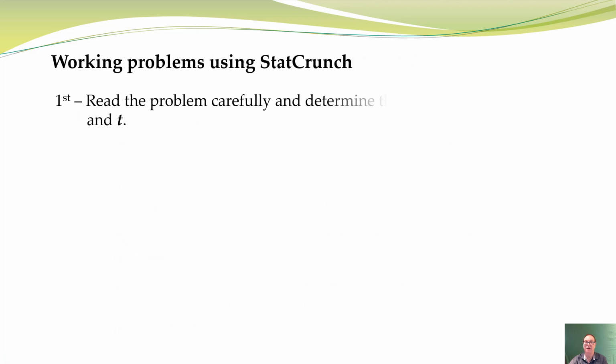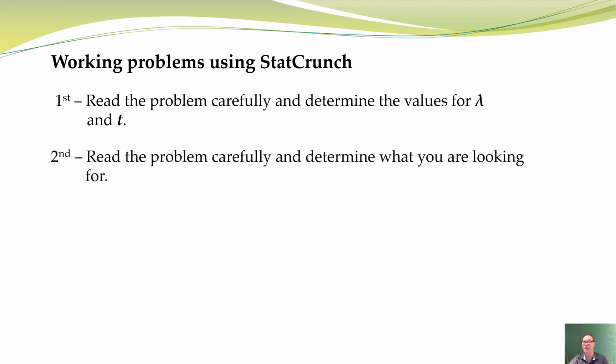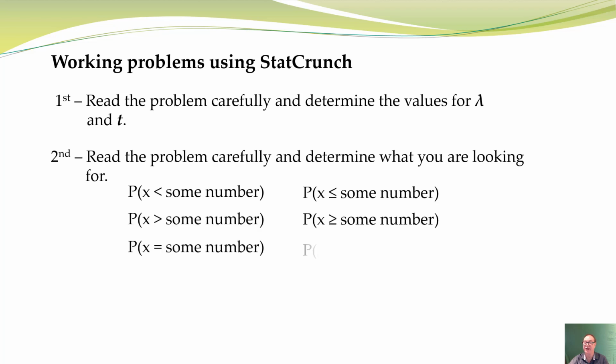Working problems using StatCrunch, very similar to what we did for a binomial. Read the problem carefully and determine the values for lambda and t. Read the problem carefully and determine what you are looking for. Are you looking for the probability x is less than some number, less than or equal to some number, greater than some number, greater than or equal to some number, equal to some number, or trapped between two numbers?